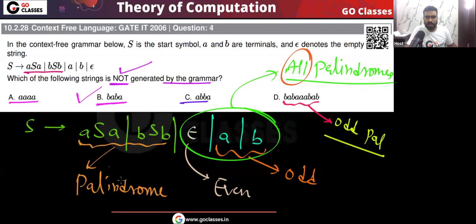Is this clear? Please tell me. So very simple point. I hope you understood. What about this epsilon? Is this a palindrome? What about this one? Yes, this is a palindrome. This is an even palindrome.